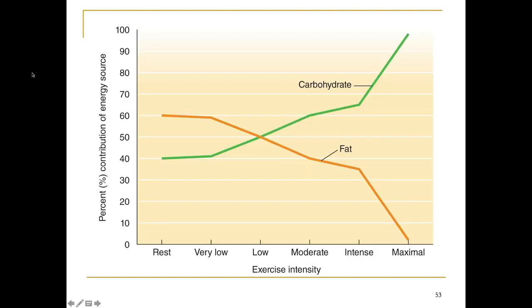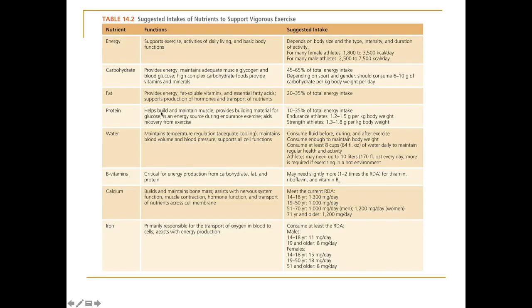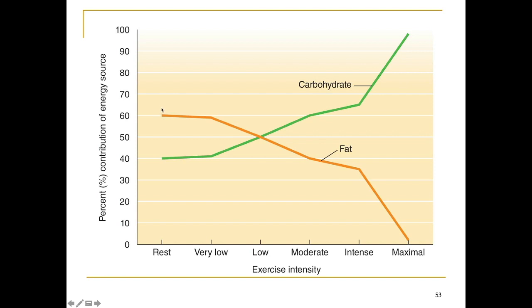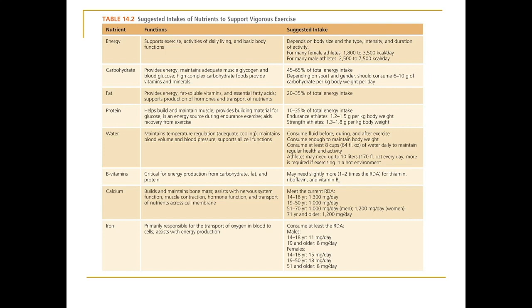And here's a graph, because we love graphs, showing the percent contribution to energy from fat or carbohydrates based on the intensity of the activity. Here at rest, 60% of your energy is coming from fat and 40% is coming from carbohydrates. As you increase the intensity, the amount of fat that you're using goes down and the amount of carbs that you're using goes up. And here is another table with a bunch of information in it.